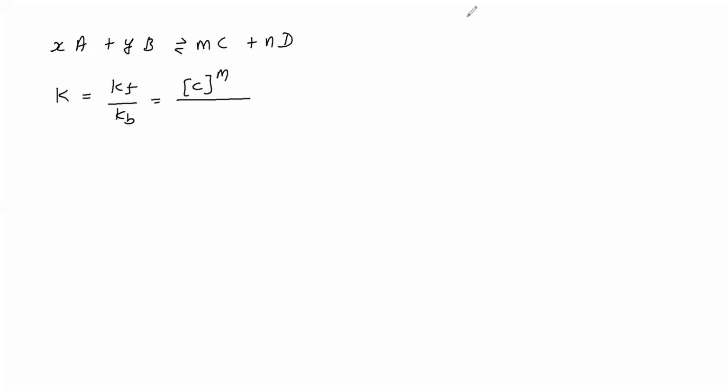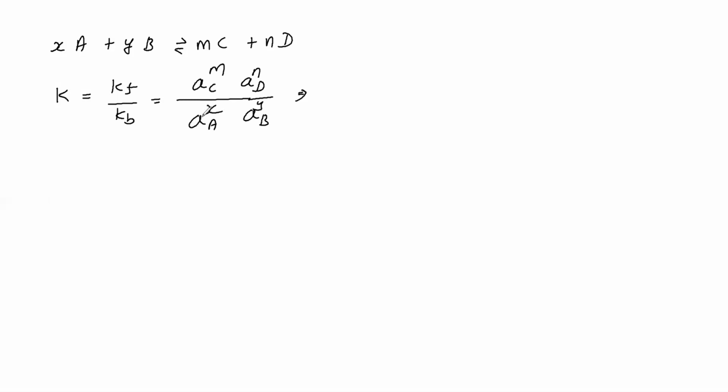That means we have to write in terms of active mass. So active mass of C power m, active mass of D power n, then in the denominator we have to write the left side: active mass of A power x, active mass of B power y. Okay, this is the equilibrium constant we have written.